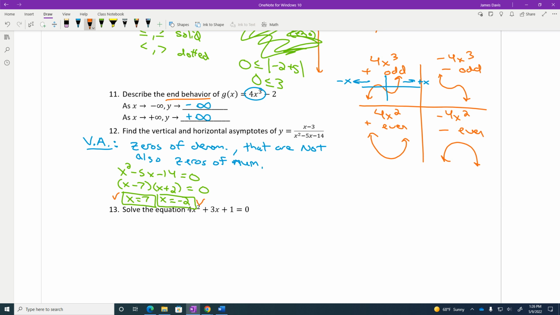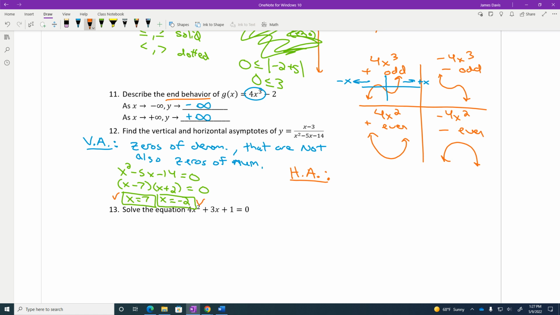Again, if one of these happened to be a 0 in the numerator, you would cross it out. That would not be a vertical asymptote. It would be a hole instead. And then the other part of this is the horizontal asymptote. You do want to look at the highest powers for this one. The highest power on the top and the highest power on the bottom.